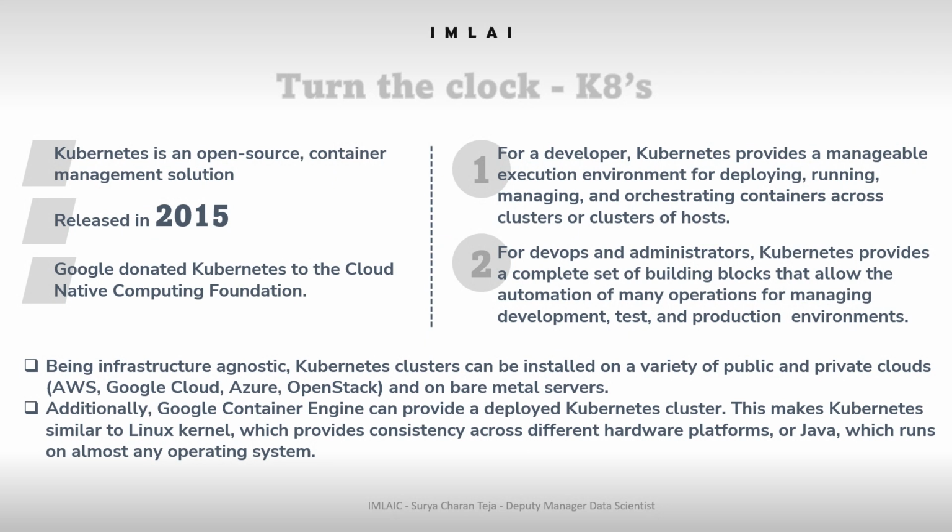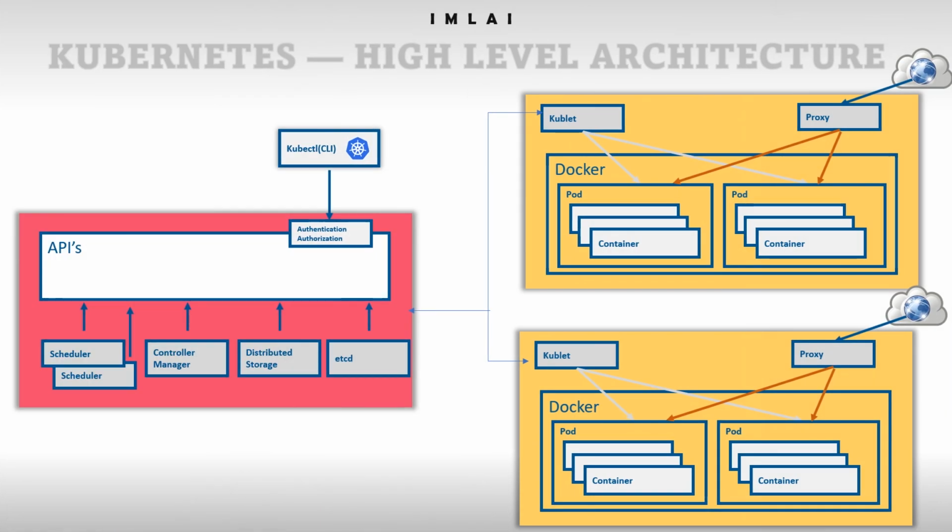Now let's look into Kubernetes high-level architecture. A Kubernetes cluster consists of a set of worker machines called nodes that run containerized applications. Every cluster has at least one worker node.